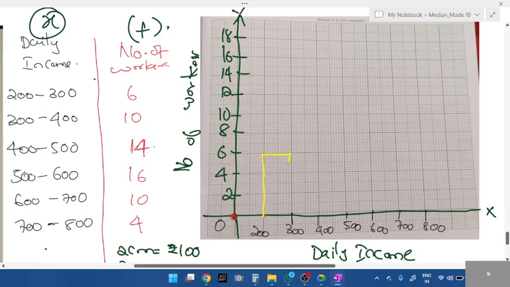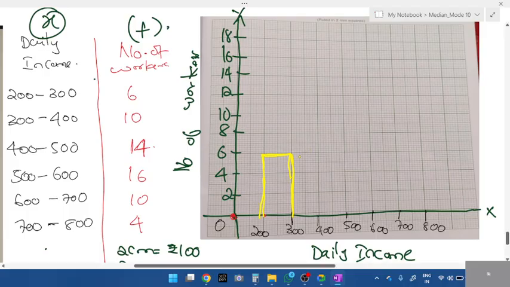Draw a box like this. The meaning of histogram is rectangular box. You need to draw a rectangular box like this. All this I have taught you all. We did it 2 weeks back itself. We completed statistics, histogram and frequency polygon.